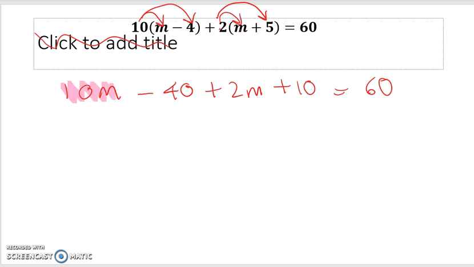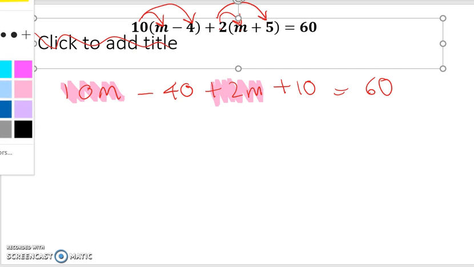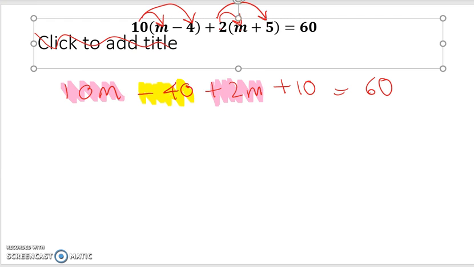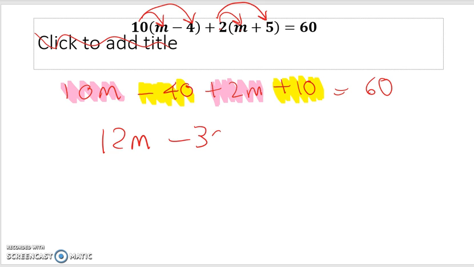And this is where I get to combine like terms. You will only combine like terms if the terms are on the same side, which all these terms are. They're all on the left-hand side. So now I can see that 10m plus 2m is 12m, and minus 40 plus 10 is minus 30. So don't forget to take the sign of the term with the term itself. Now I can reverse the minus 30 by adding 30.